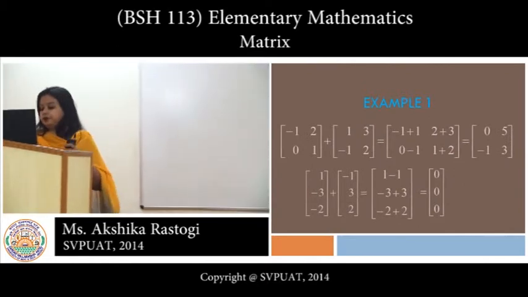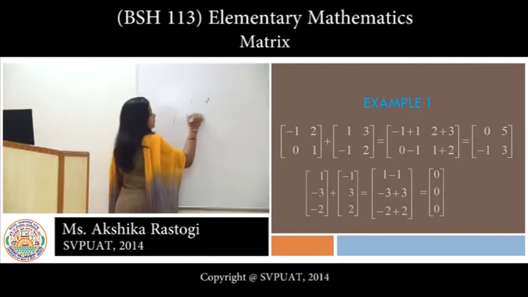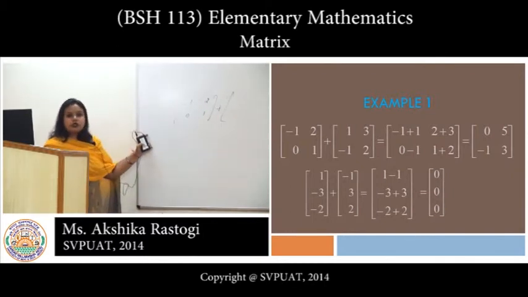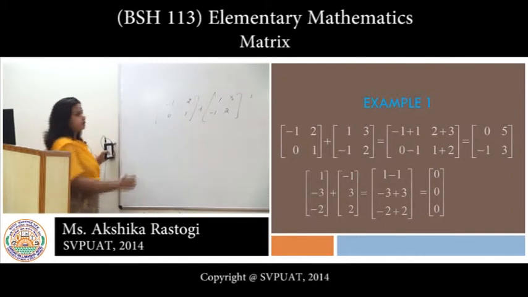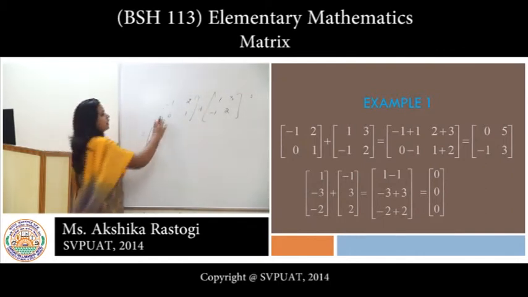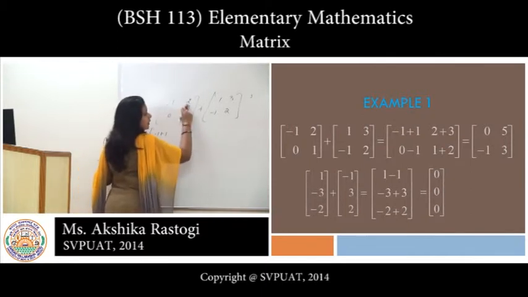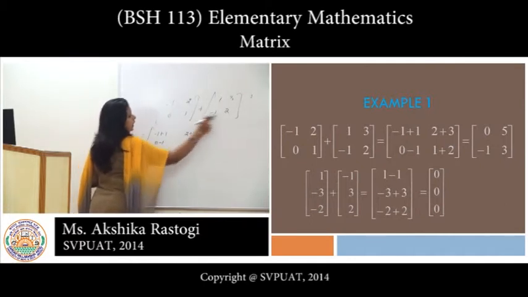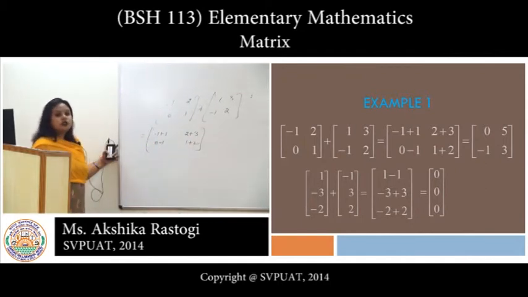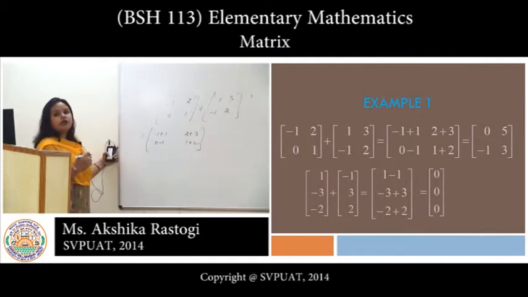Suppose we have a matrix with -1, 2, 0, 1, and we have to add it with another matrix of the same order: 1, 3, -1 and 2. We want to add -1 plus 1, the first element of the first row. Then 2 will be added with 3. Then we have 0 and -1, and 1 plus 2. You can easily see that only the order should be the same if you want to add matrices.